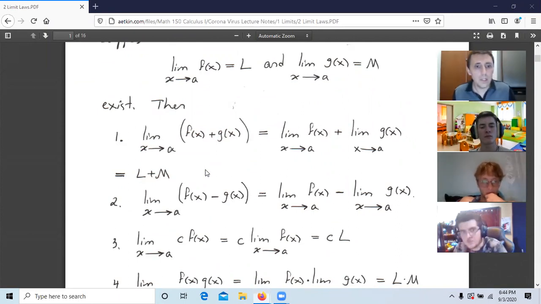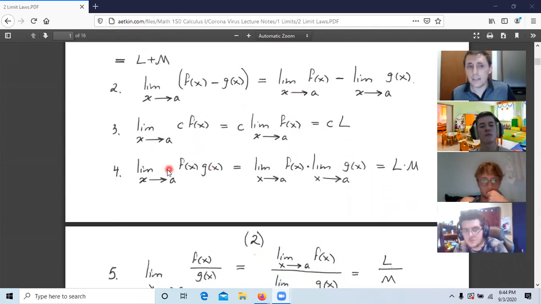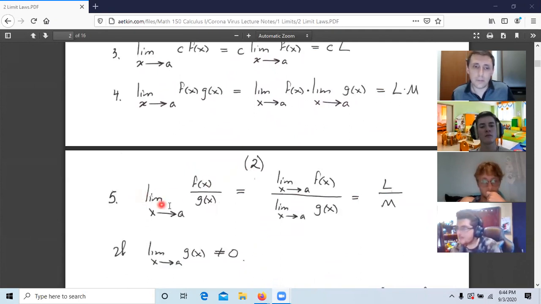Great. Now, if I have a constant times the function, well, the function is morphing and becoming an L, so you might imagine constant times L seems very natural. And there is the product rule. If f becomes an L-like number and g becomes an M-like number, you would imagine that the product will be L times M. So it seems very intuitive. And then law number 5, x goes to a. We have numerator becoming L, denominator becoming M. So you expect to have L over M. And that's true as long as the denominator does not become 0. If it becomes 0, you need to do extra work.